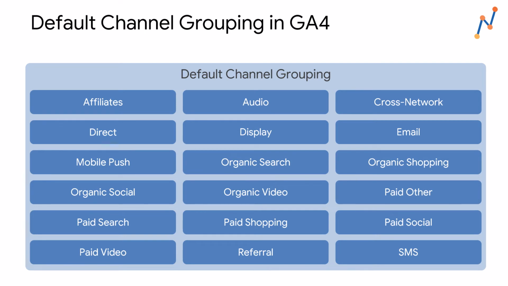Unfortunately, at the time of recording this video, there was no possibility to adjust the default channel grouping or to create another channel grouping at all. But basically, you're now able to define your campaign much more in detail and also send much more information to GA4. So let's have a look at the reporting in GA4 and see what we'll find there.